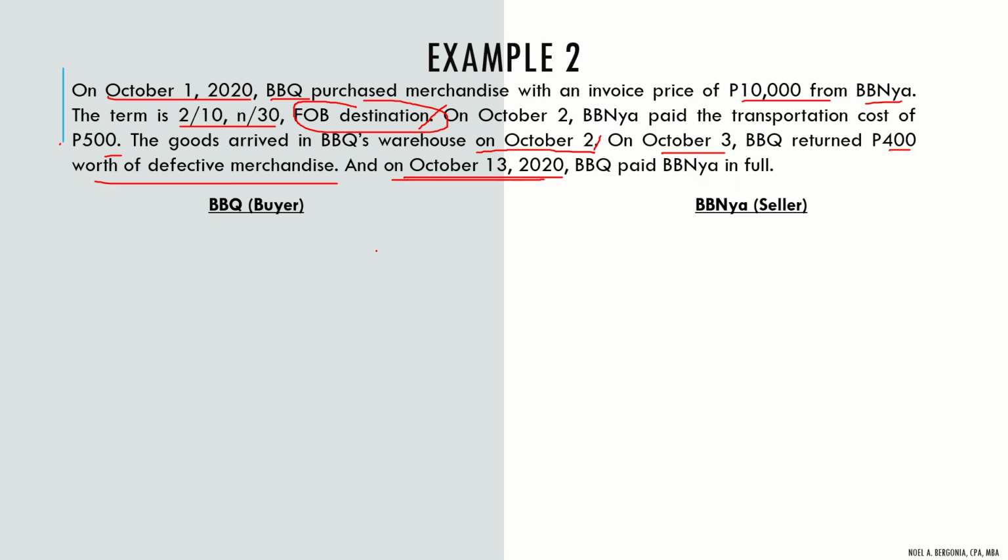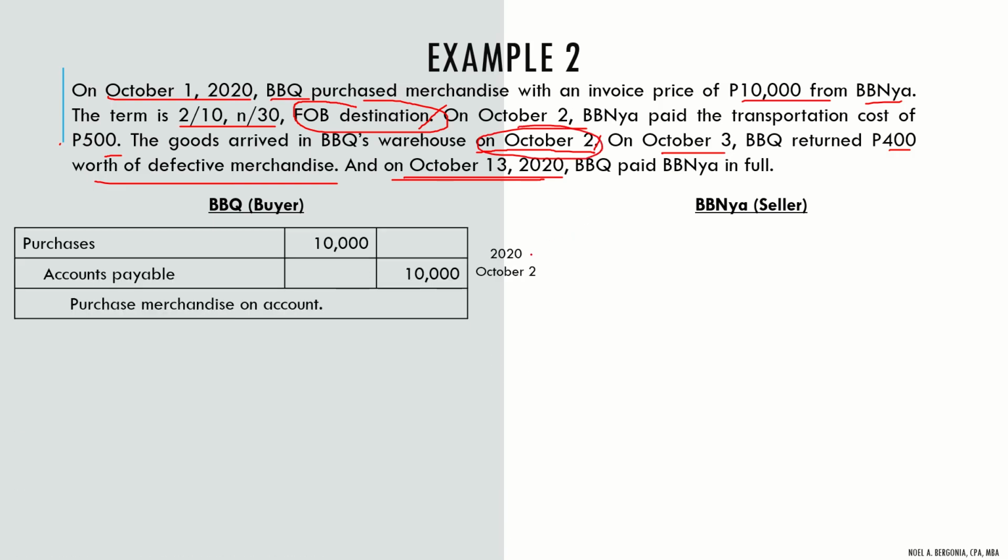Until such time na dumating siya saan? Sa buyer. Kailan ba dumating kay buyer? October 2. So, ang tanong, kailan natin i-record yung purchase? Ang sagot po is October 2. Tatandaan nyo yun ha. Pag FOB destination, ang entry po natin para sa purchase ng merchandise ay kung kailan po dumating, which is October 2.